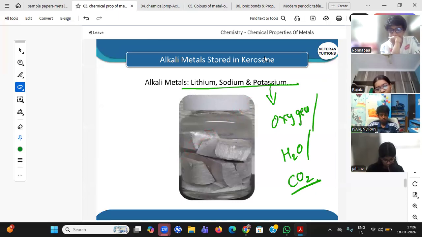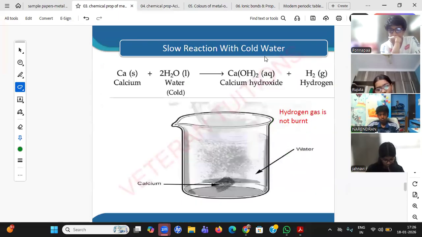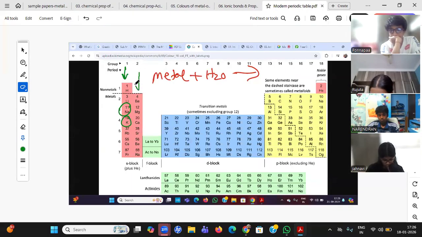Is water a salt? I don't know what you mean by water is salt, so please ask the question rightly. Okay, second group. Let us go to the second group now. Will they also react with the water?